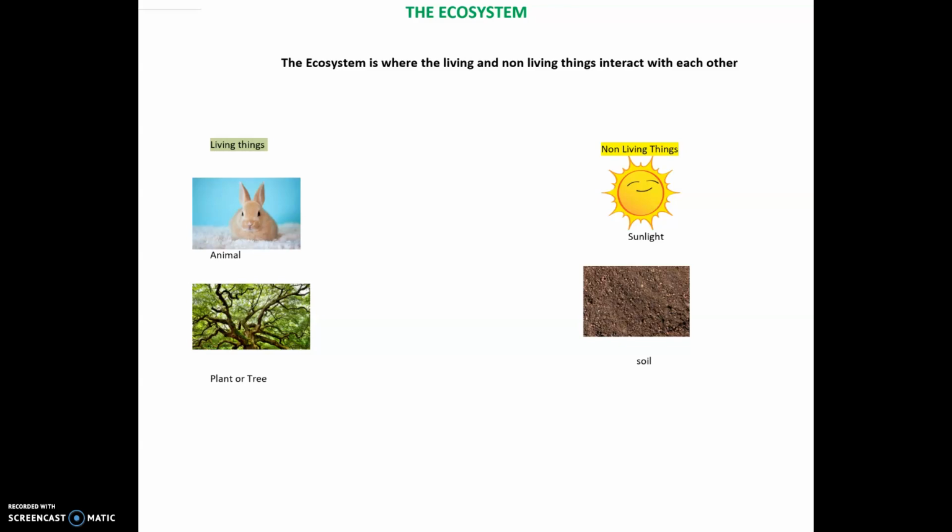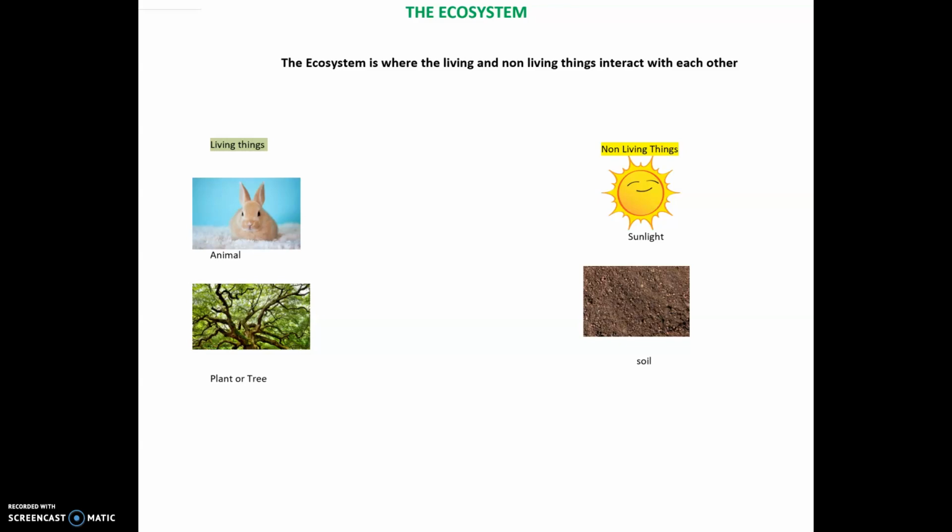So, today we will be looking at the ecosystem. The ecosystem is where the living and the non-living organisms interact with each other. As you can see, we have got an animal and plant on the left hand side, which will interact with the non-living organism, the sunlight and soil. The interaction takes place for the survival of the organism.